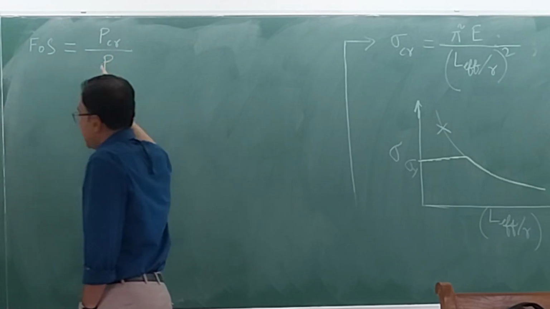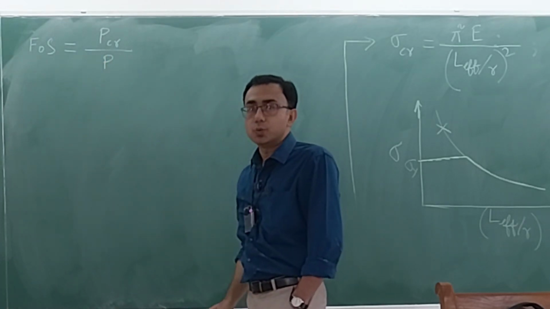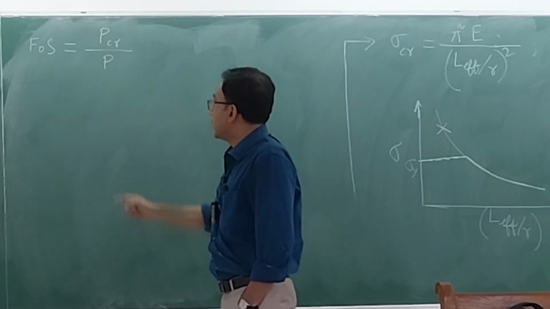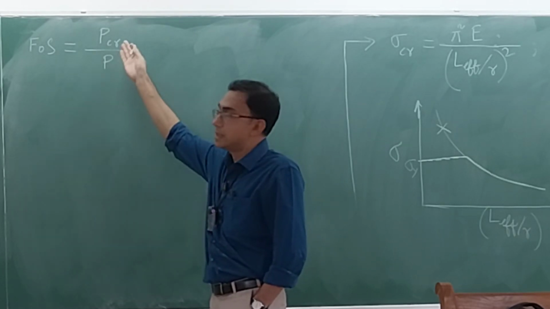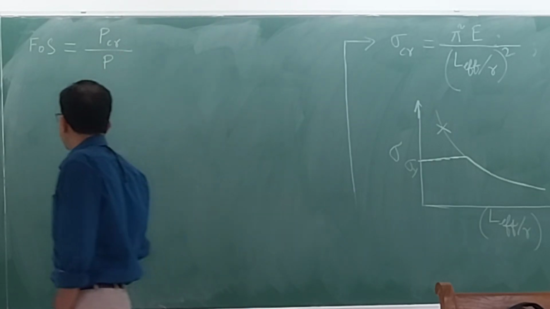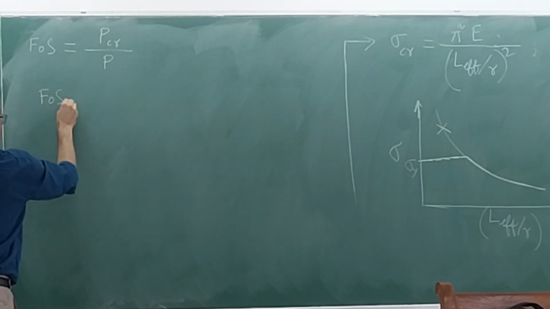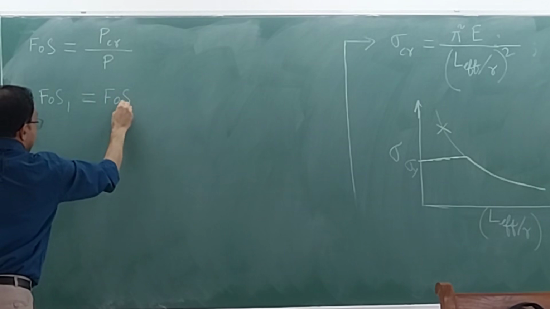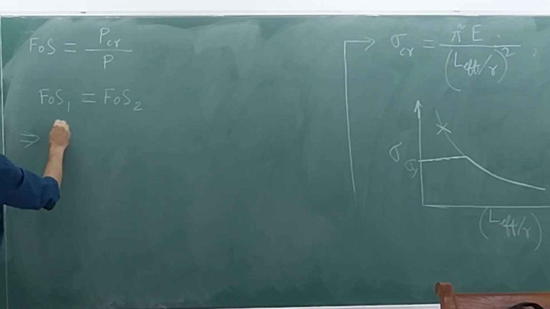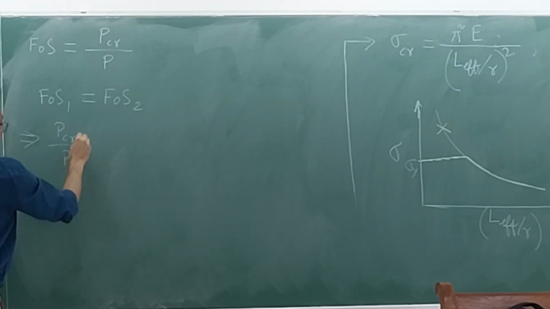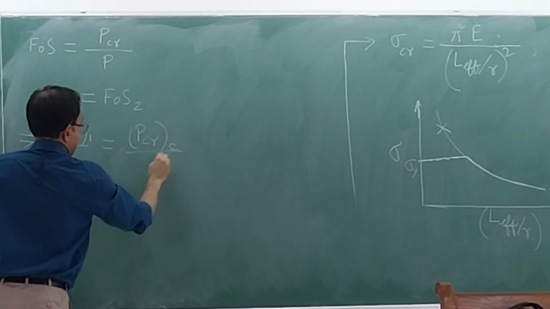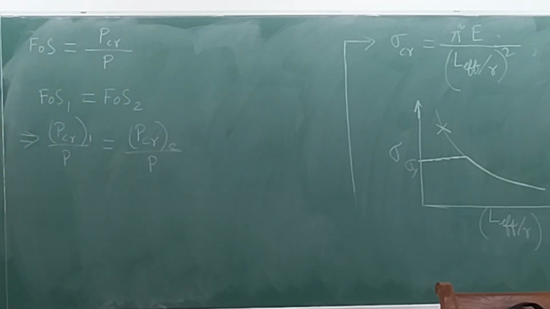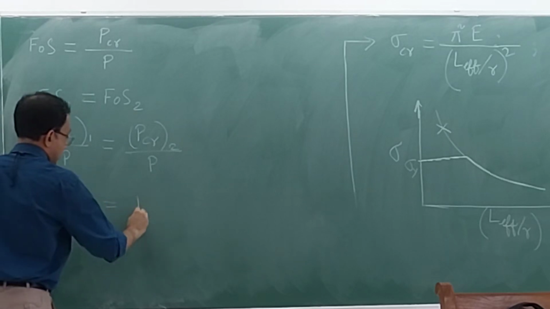So this P critical by P has to be the same for the case 1 and the case 2. Okay, now this P is the applied load, that is the same in both the cases. So the only difference is this P critical. Okay, so if we have to write this, the factor of safety for case 1 is equal to the factor of safety in the case 2, it ultimately boils down to the P is the same. Okay. So ultimately it boils down to P critical 1 is equal to P critical 2.